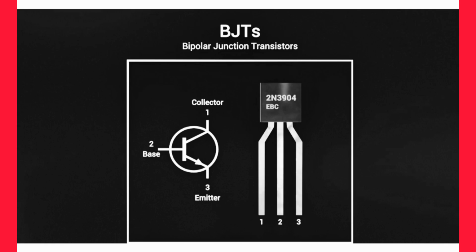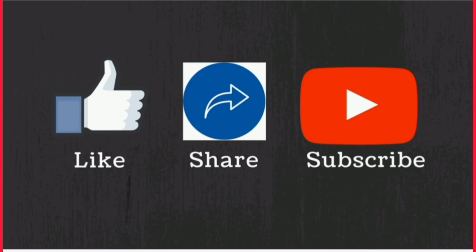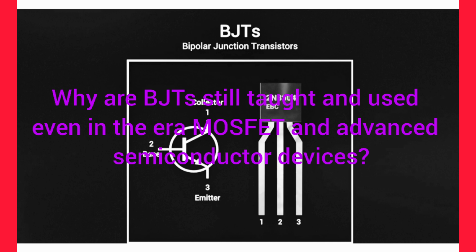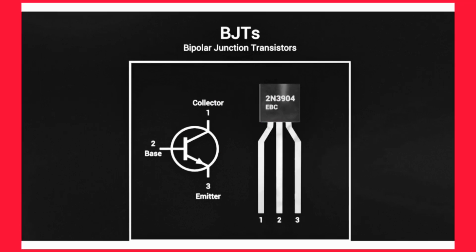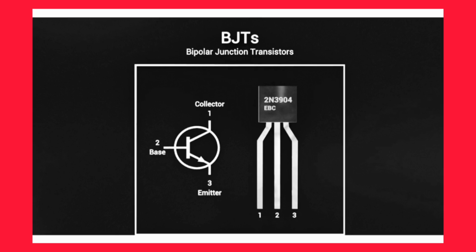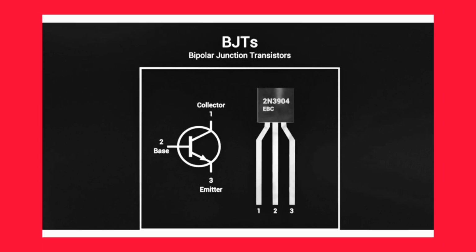Bipolar junction transistor (BJT) is one of the most fundamental and widely used electronic components in electrical and electronic engineering. A natural question arises: why are BJTs still taught and used even in the era of MOSFETs? The answer lies in their clear physical behavior, strong current amplification capability, and predictable performance in analog circuits.